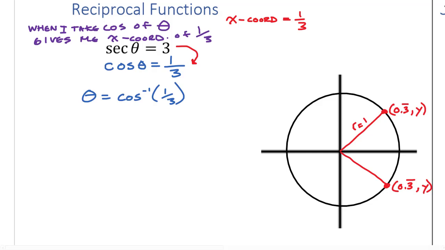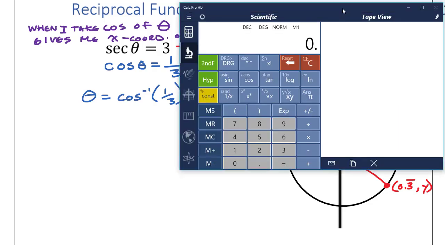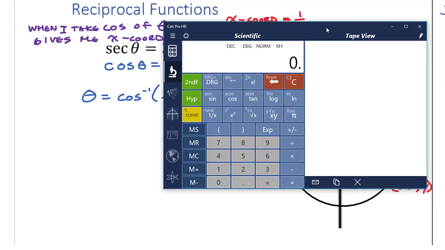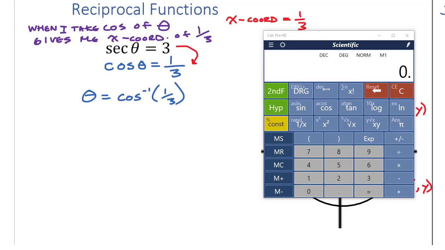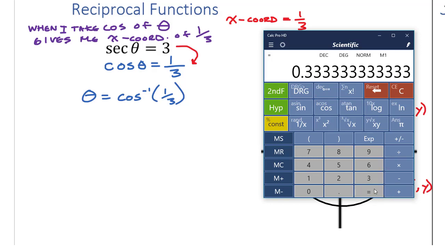So let me grab my calculator here. All right, I've got my newer calculator. I don't really think it's much better. But what it wants me to do here, let me hide the tape view. I don't need that, there we go. I shrunk it down a little. All right, so what we want to do is the cos inverse. Now again, I always forget to do that. So what's 1 divided by 3? What's that equal to? Right, 0.3 repeating.